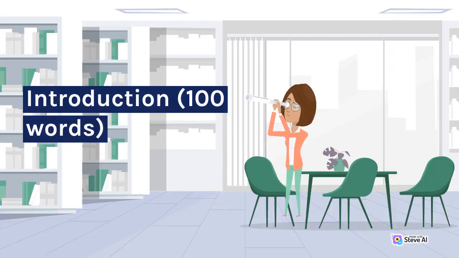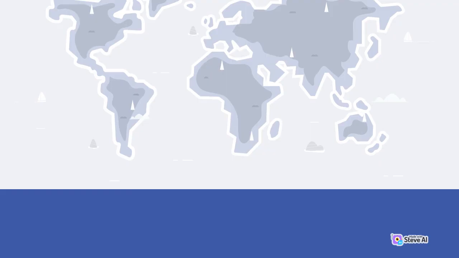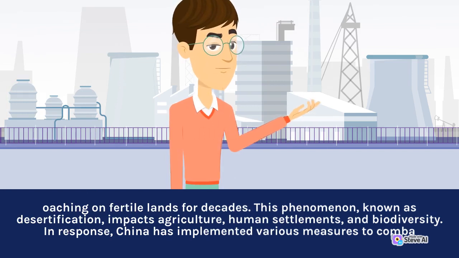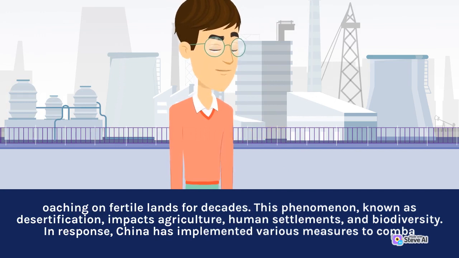Introduction, 100 words. Desertification poses a significant threat to ecosystems and communities around the world, and China is no exception. One of the most pressing issues is the expanding Gobi Desert, which has been encroaching on fertile lands for decades. This phenomenon, known as desertification, impacts agriculture, human settlements, and biodiversity.